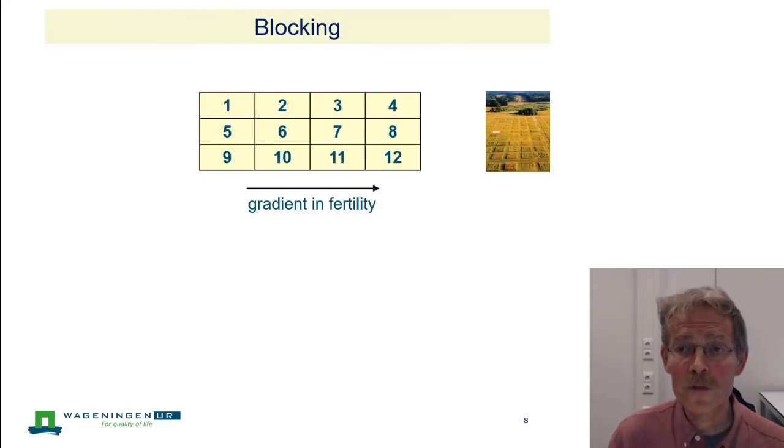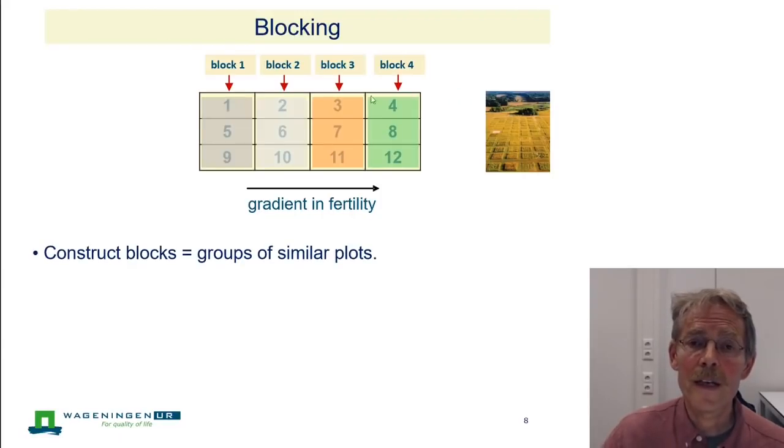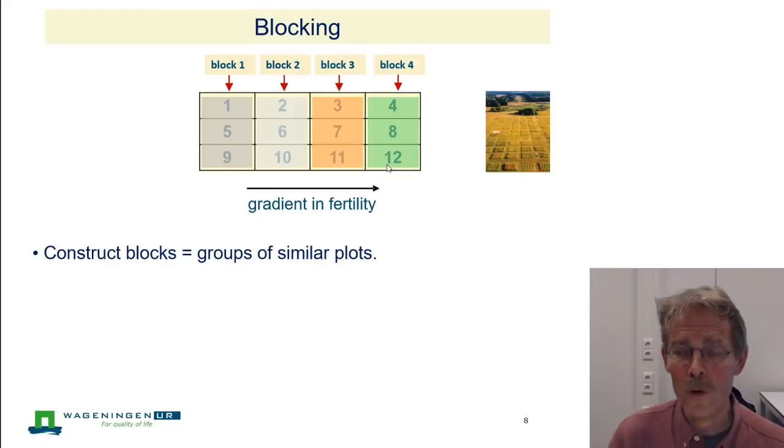Okay, what do we do? We group the plots. We make 4 groups with 3 plots in each group. These groups are called blocks, and here they are. Here, in dark gray, you have block 1. In light gray, you have block 2. In orange, you have block 3. In green, you have block 4.